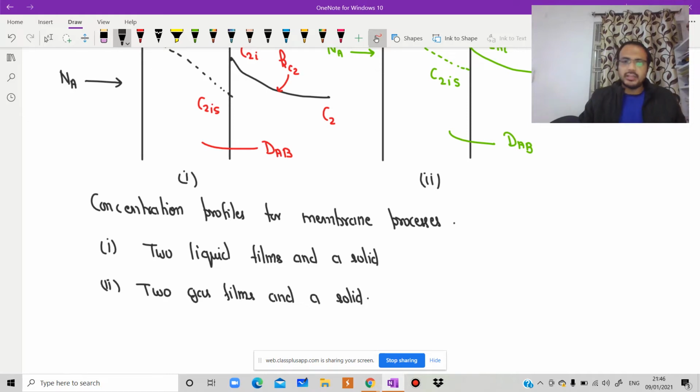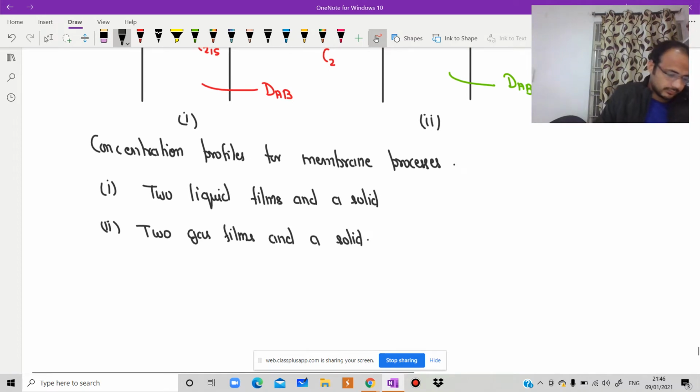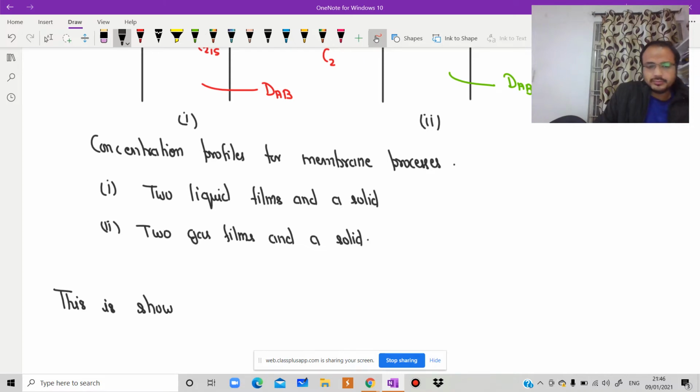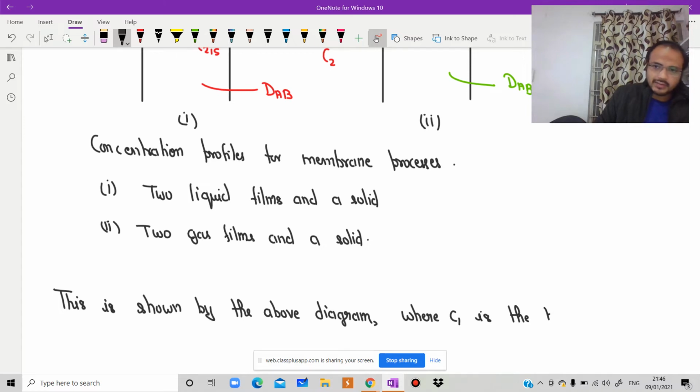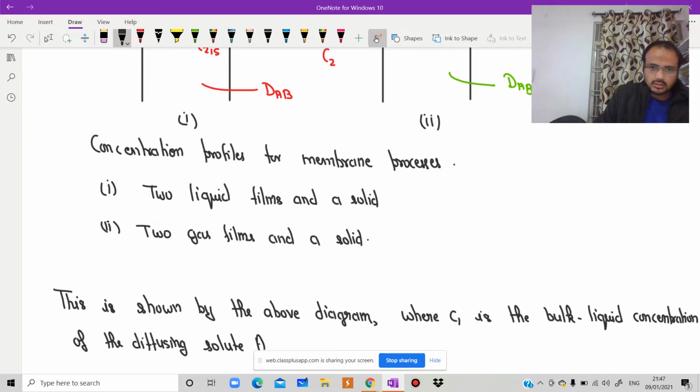Now we will derive the equation with the help of our initial equations of mass transfer. This is shown by the above diagram, where C1 is the bulk liquid concentration of the diffusing solute.